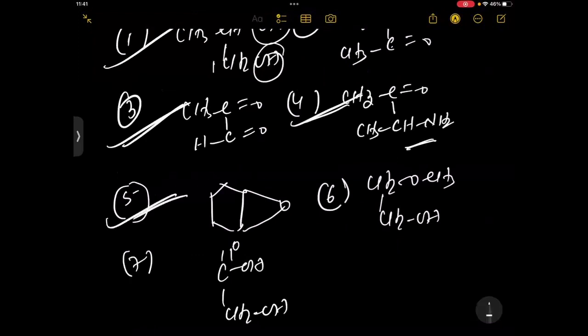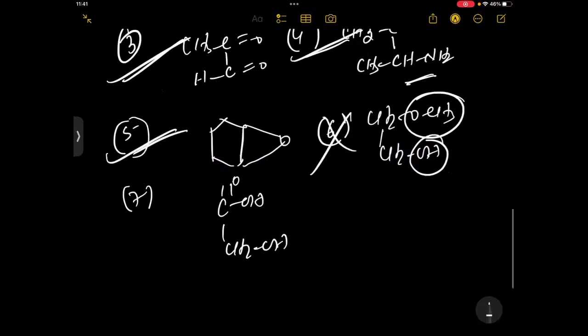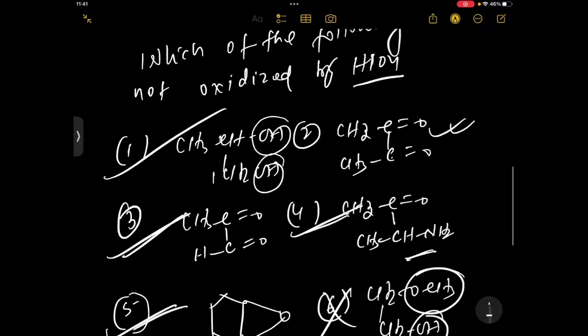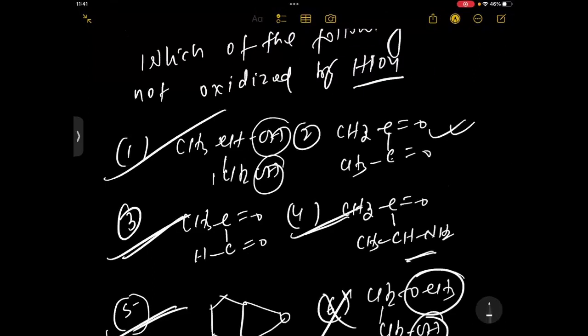And sixth is there. Students, see, sixth will not be oxidized because it is not a group like that. One is OH, second is OCH3. So sixth will not be oxidized. And seventh is the acid. So seventh will not be oxidized too. So sixth and seventh will not be oxidized by HIO4. Clear? So I hope you understood which compound will be oxidized and which compound will not be oxidized by HIO4.